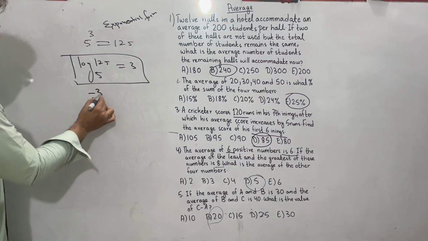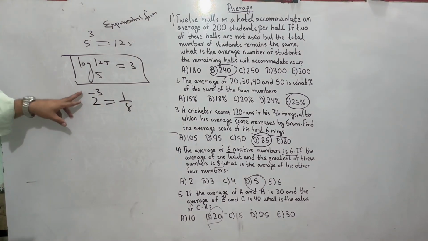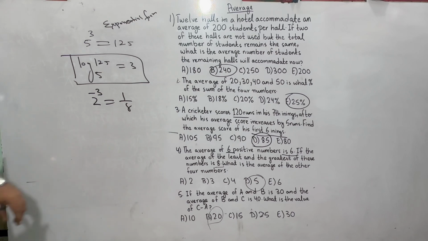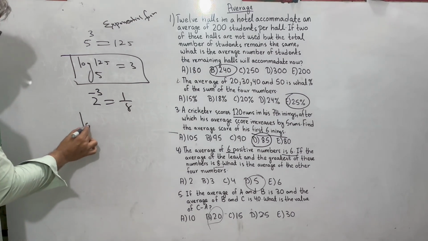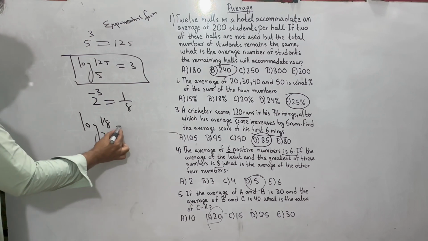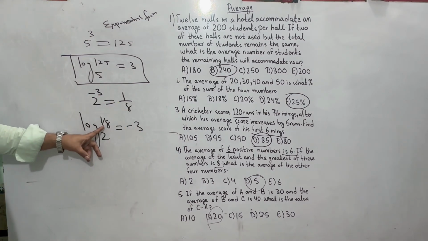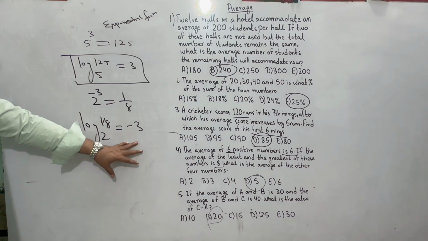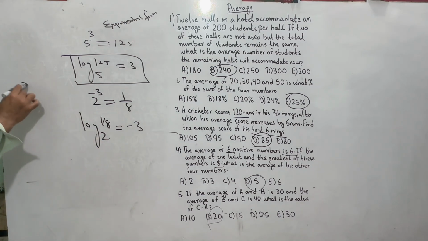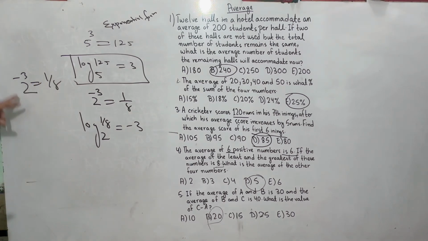2 raised to minus 3 is equal to 1 over 8. If you simplify 2 raised to minus 3, it is equal to 1 over 8. How can we write this in logarithmic form? Log of 1 over 8 at the base 2 is equal to minus 3. It means 2 must be raised to minus 3 in order to get 1 over 8. That is the simple logic behind this.